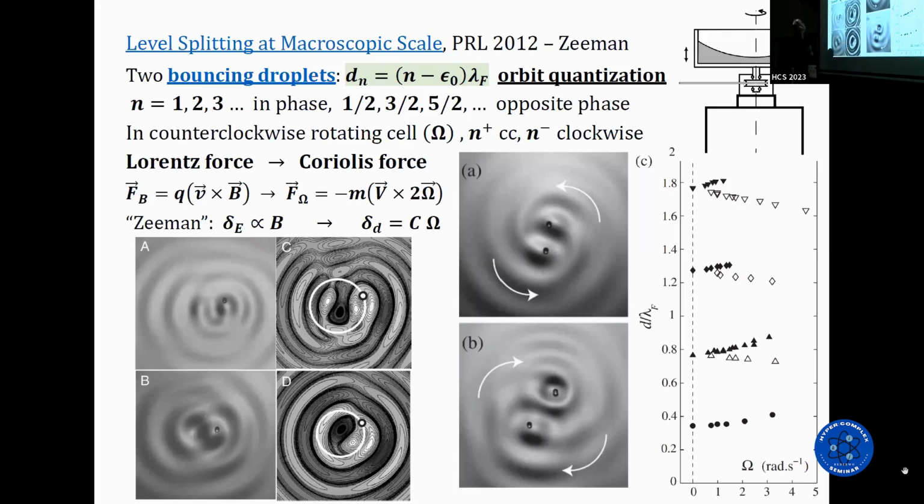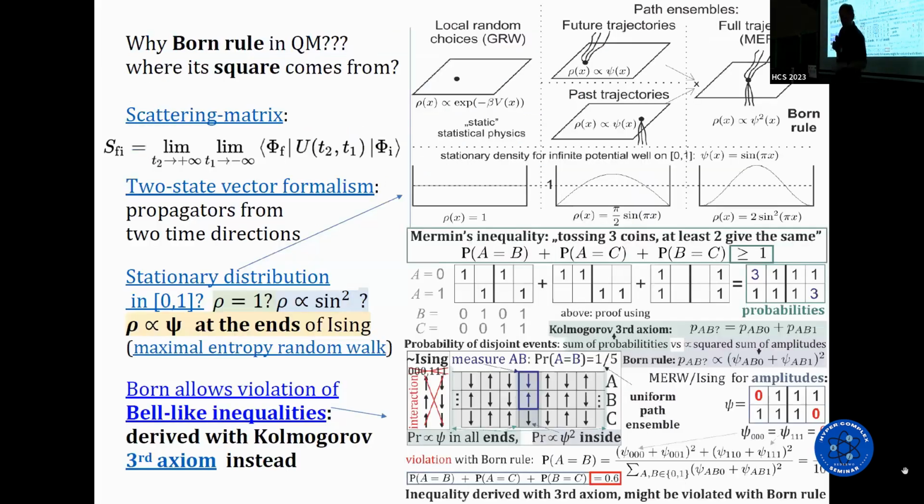And moreover, using this analogy between hydrodynamics and electrodynamics, the Lorentz force becomes the Coriolis force. Indeed, just rotating clockwise or anti-clockwise acts as the Lorentz force, and they get this Zeeman splitting. So they are quantized, and they get Zeeman splitting using the Coriolis force as the Lorentz force. Yeah, so this analogy with hydrodynamics is quite deep. A few examples.